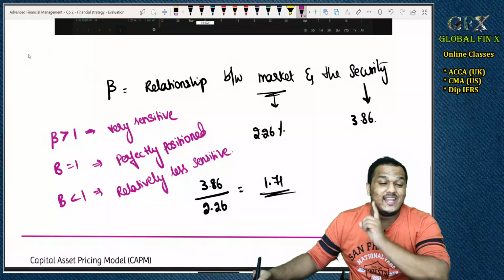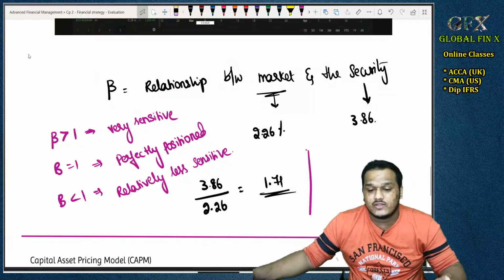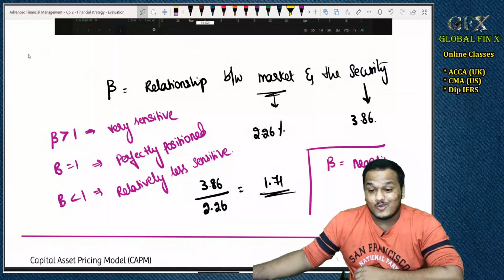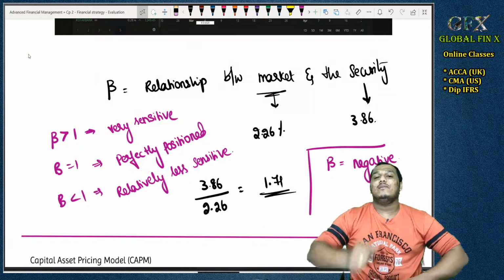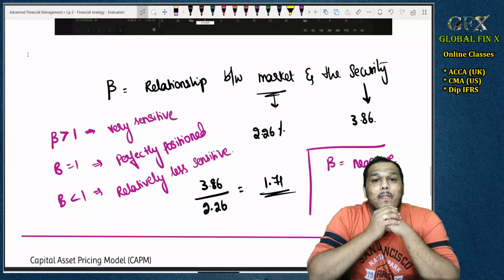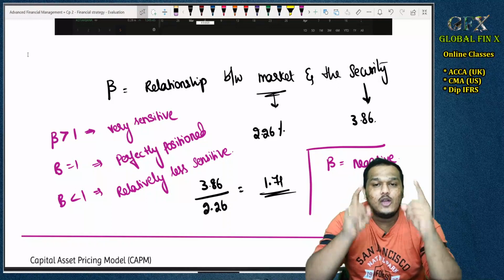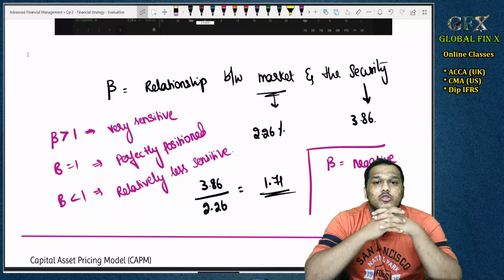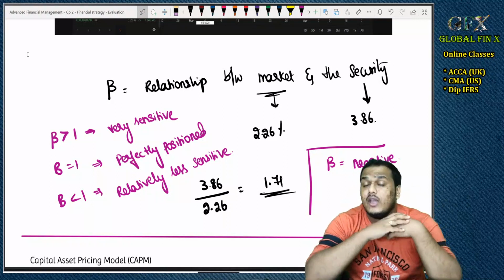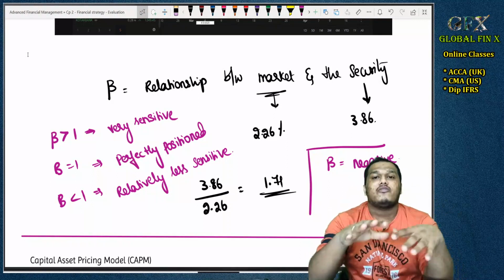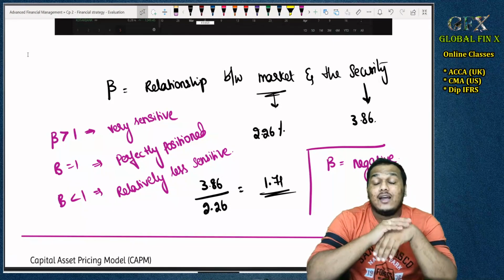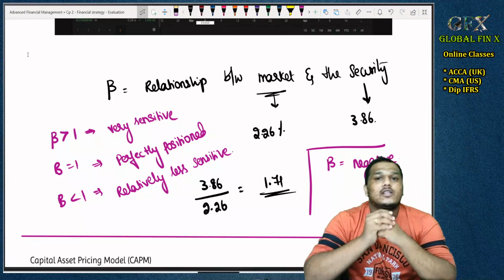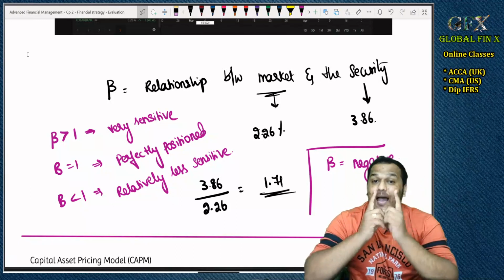Now comes a very tricky point which is not covered in your books. If beta is negative, is it possible for a company to have a negative beta? I bet you will not find this answer in any textbook, whether it is Kaplan or BPP. Can a beta be negative? Absolutely yes. Theoretically, absolutely yes.